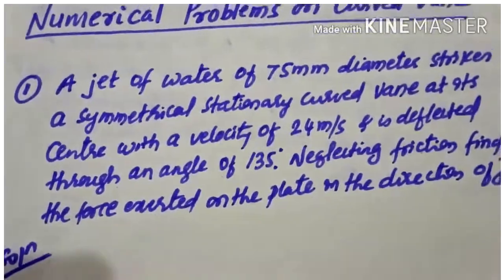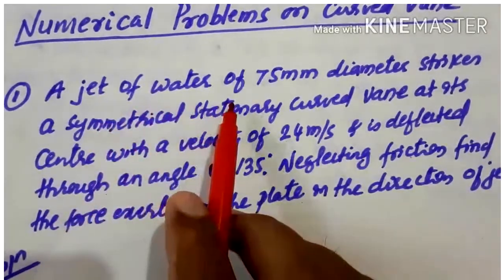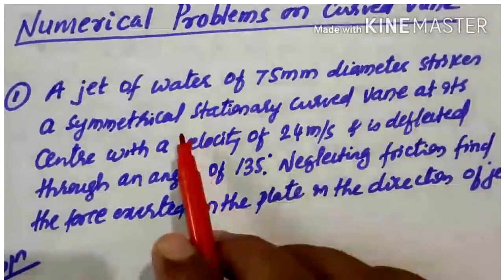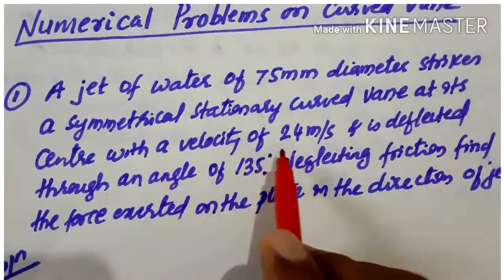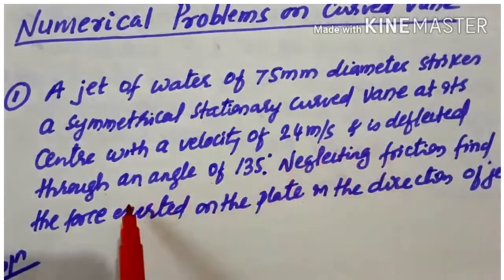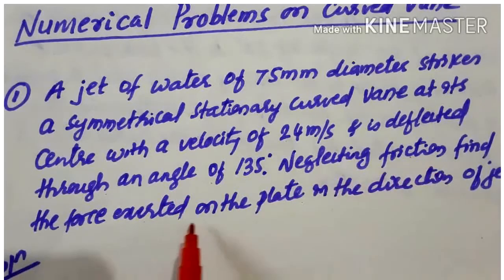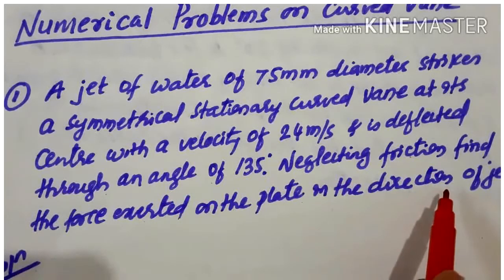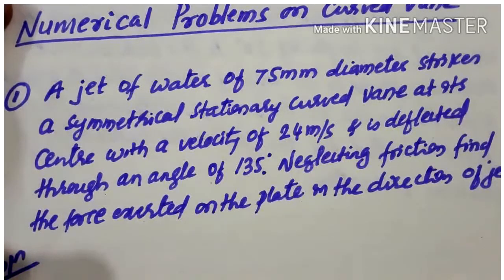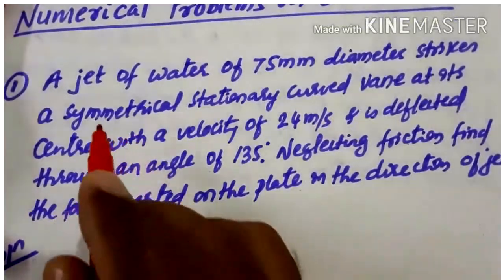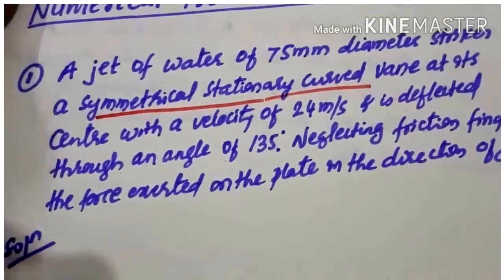In this particular lecture, the first problem I am taking is: a jet of water of 75 mm diameter strikes a symmetrical stationary curved vane at its center with a velocity of 24 meter per second and is deflected through an angle of 135 degree. Neglecting friction, find the force exerted on the plate in the direction of the jet. In this problem, they mentioned a symmetrical stationary curved vane. So let us first write the given data.